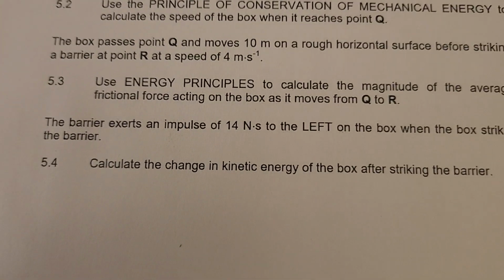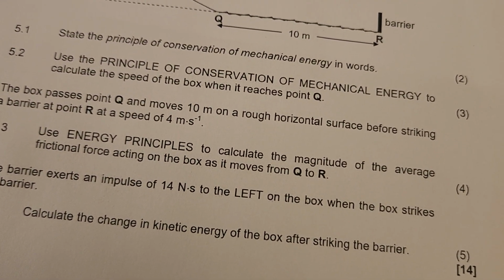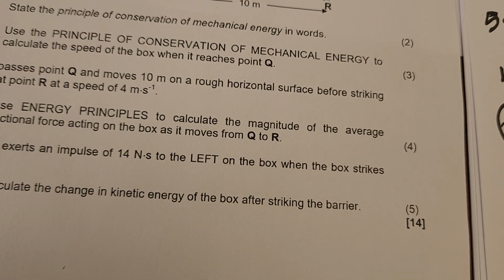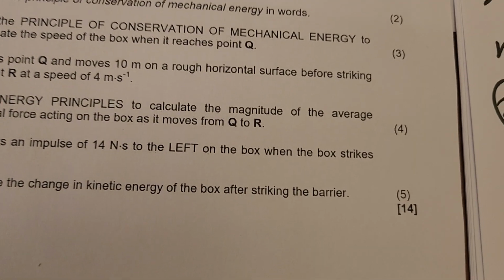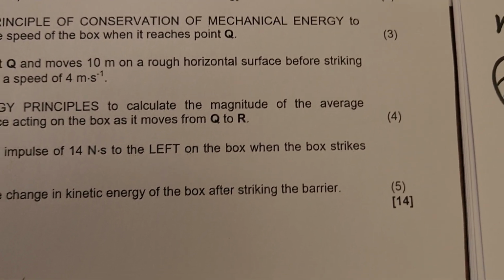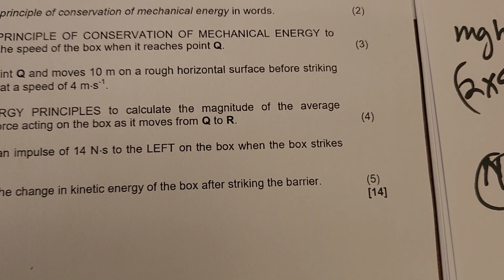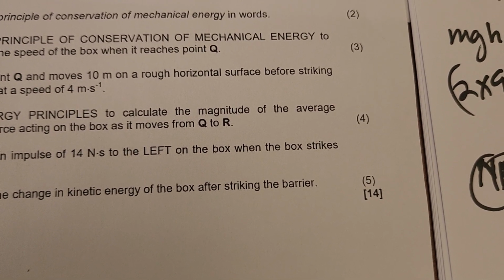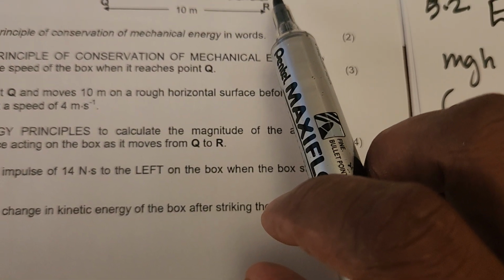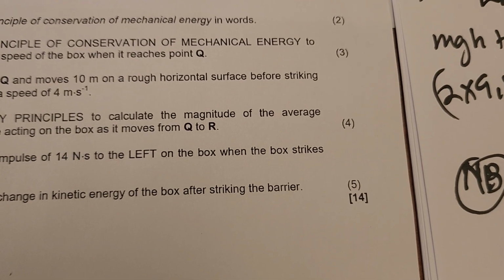The next question says the box passes point Q, which is the lowest point in the ramp, and moves 10 meters, that's your delta x, on a rough horizontal surface. Now we are coming to grade 12. Once it's rough, the principle of conservation of energy, the work energy theorem and work done by non-conservative forces, now come into being. Then before striking a barrier at point R at a speed of 4 meters per second. Now we know the speed at Q is 9.9 and the speed at R is 4 meters per second. Use the energy principle to calculate the magnitude of the average force, which is our friction here.